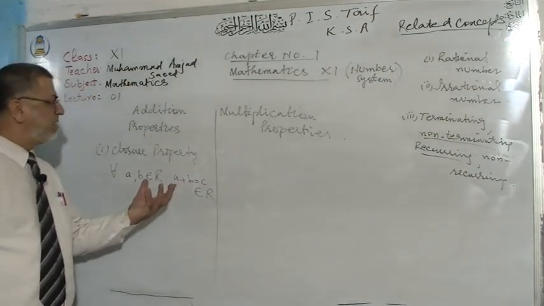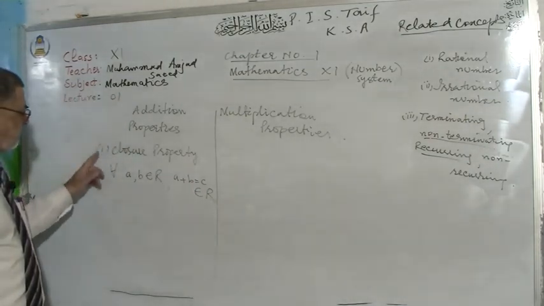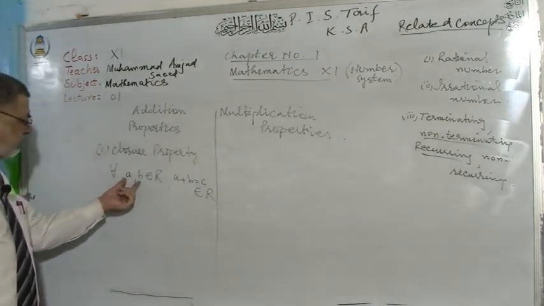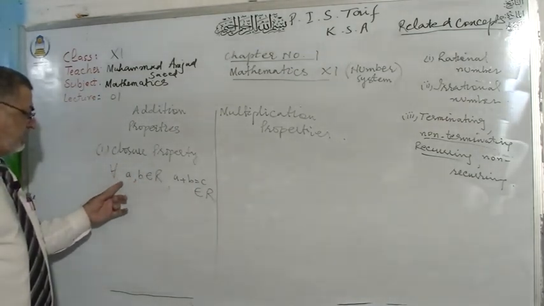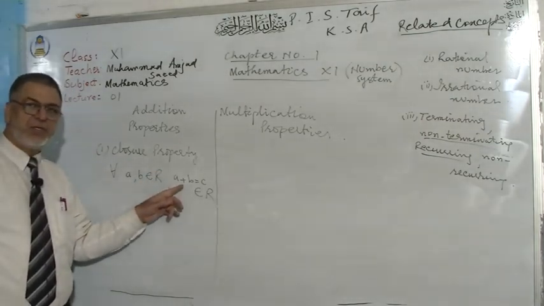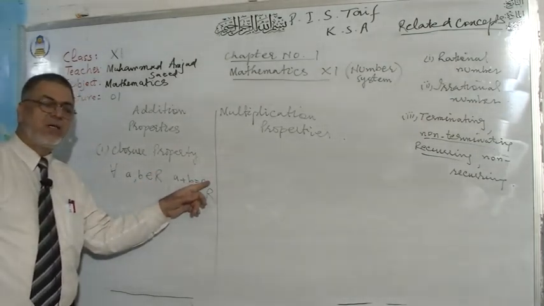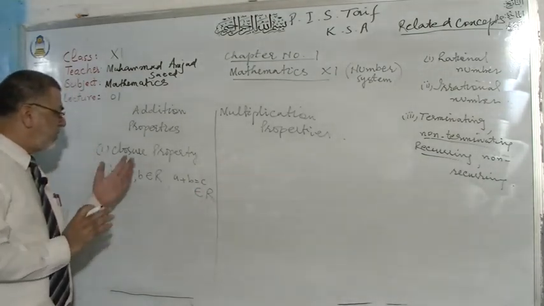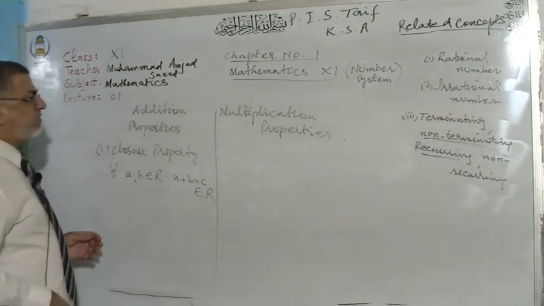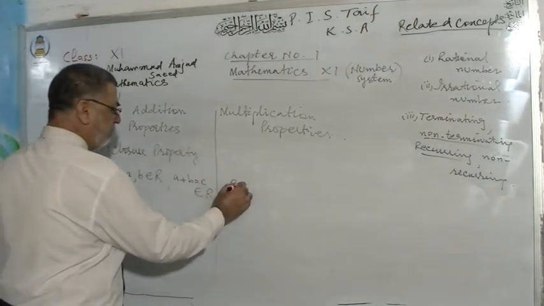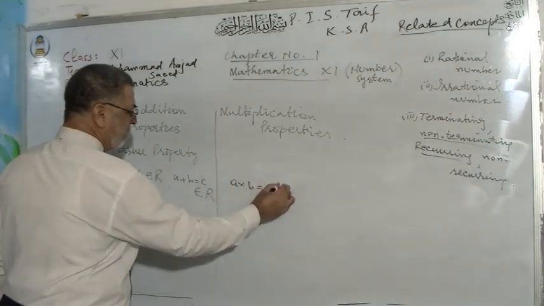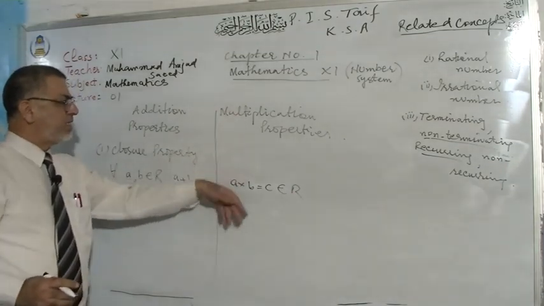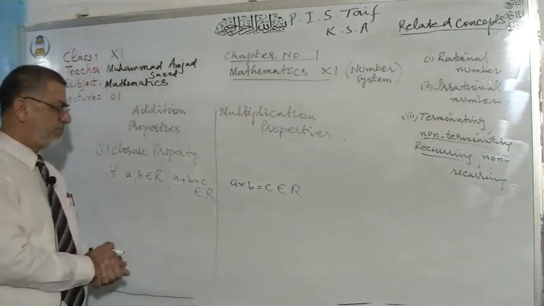Dear students, in case of addition properties, closure property of addition is: you have two members in any set. If you add them and you get an answer which will be in the same set, that is known as closure property of addition. In case of multiplication, you will multiply them and that will belong to R. The answer will be in the same set R, that is known as closure property of multiplication.